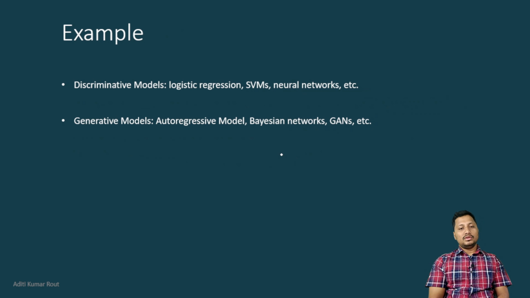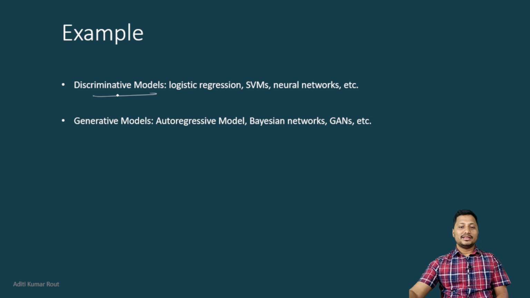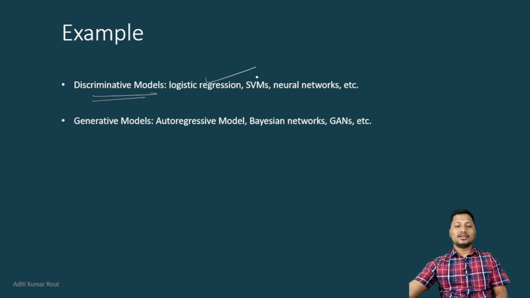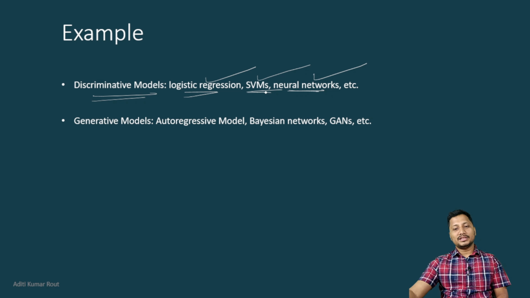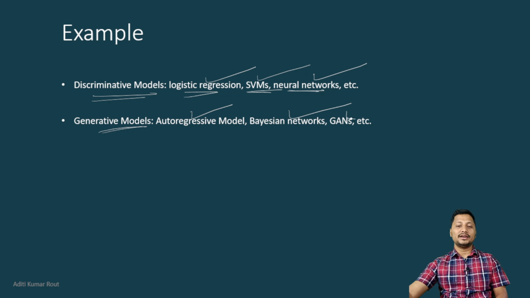From an example point of view, if I am talking about discriminative models, there are logistic regression, support vector machines, and neural networks. So these are SVMs, neural networks, and logistic regression. These are supervised machine learning techniques, discriminative models. And from the generative model point of view, there are autoregressive models, Bayesian networks, and GANs. These are types of unsupervised learning problems or unsupervised machine learning models.